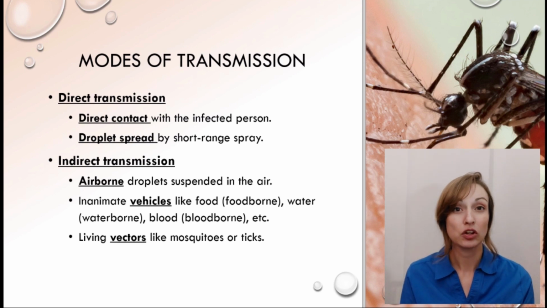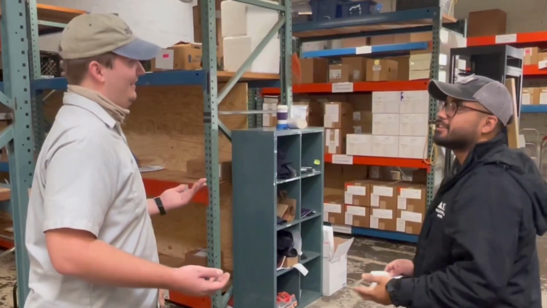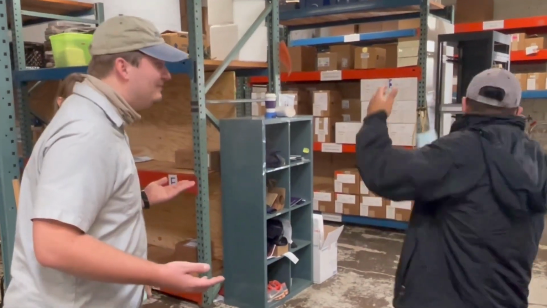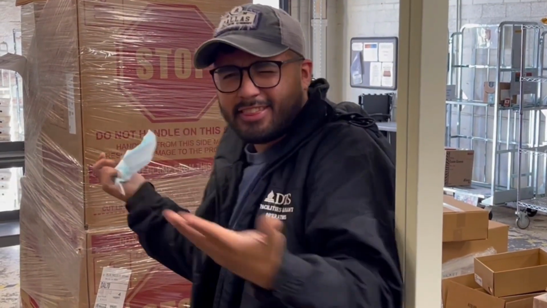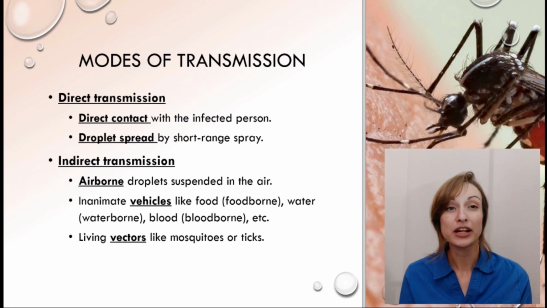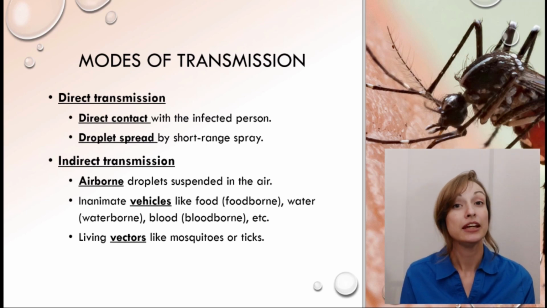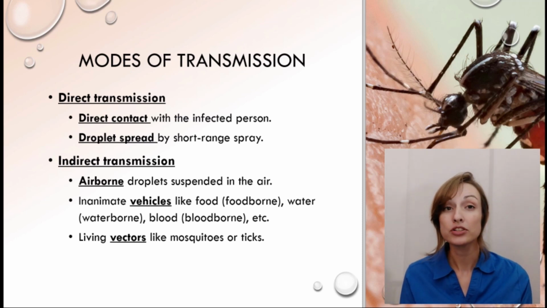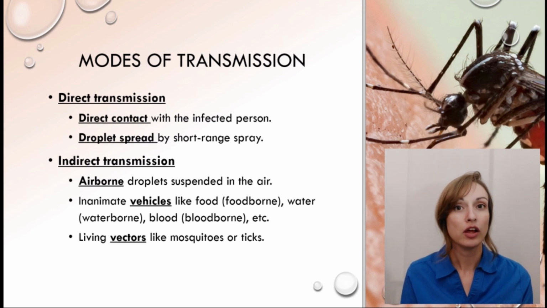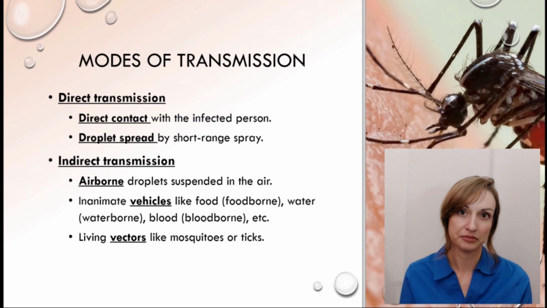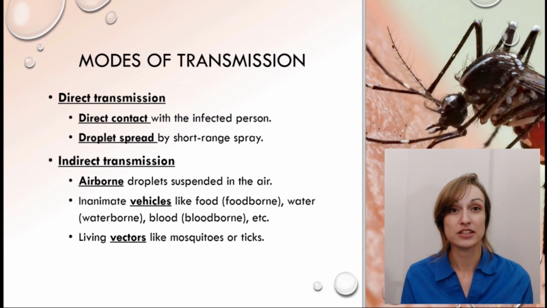Direct transmission occurs through close contact with an infected person, or through droplet spread, like if an infected person were to sneeze on their unsuspecting coworker. Indirect transmission is more subtle. In dry conditions, water droplets from sneezing and coughing may stay in the air long after the initial sneeze or cough. This allows the pathogen to become airborne.